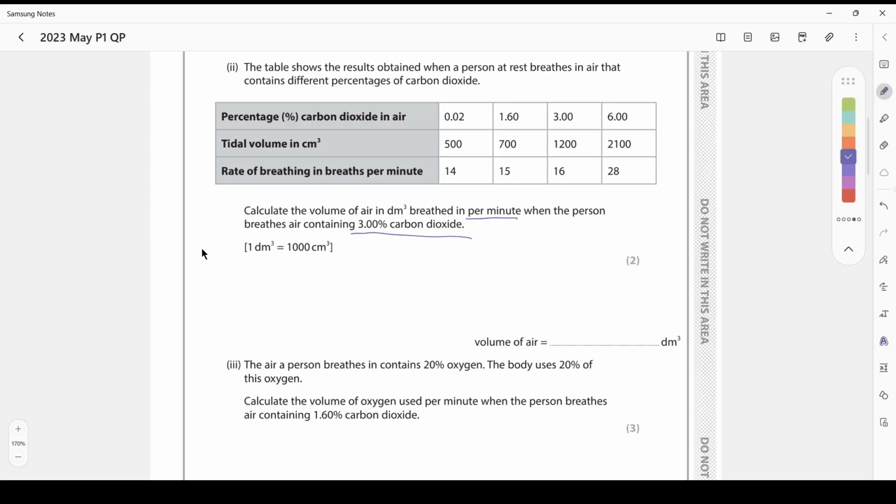All right, so let's look back at the table. So the term tidal volume refers to the volume of air that is breathed in and breathed out during a normal breath, right? And we know that because we're looking at 3% of CO2, we're looking at this column. So imagine for each breath, this person is inhaling and exhaling 1,200 cm³. And they're doing this 16 times per minute. So we would do 12,000 times 16.